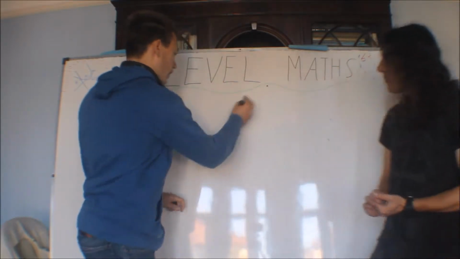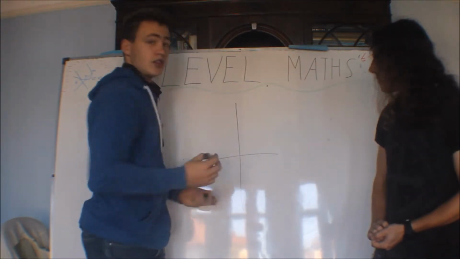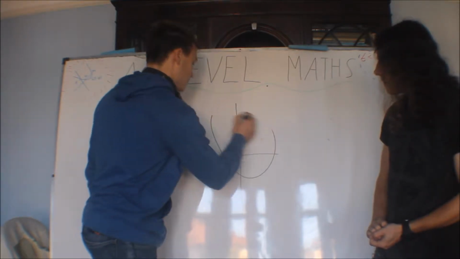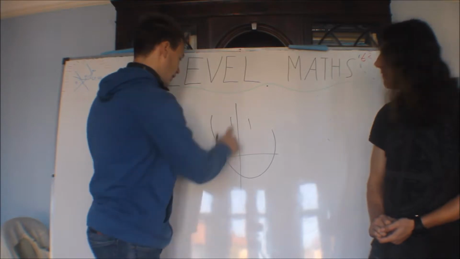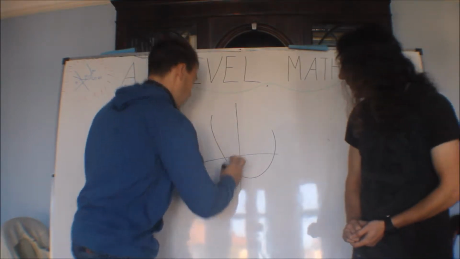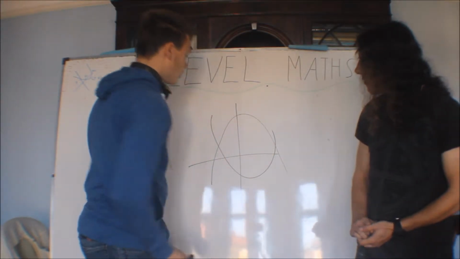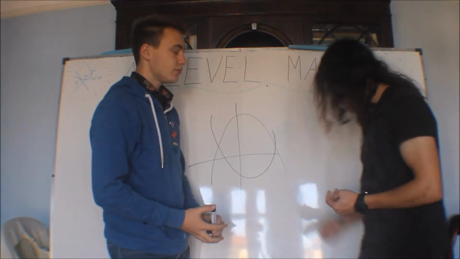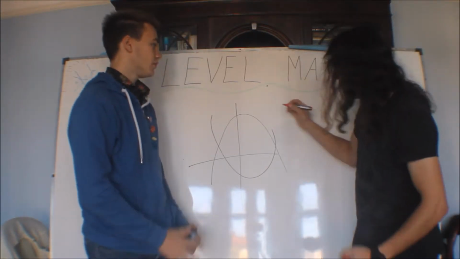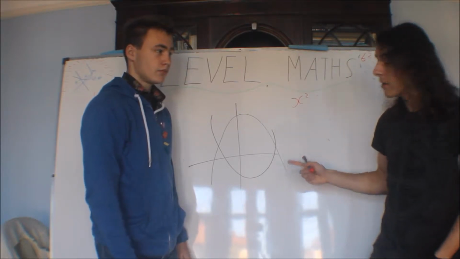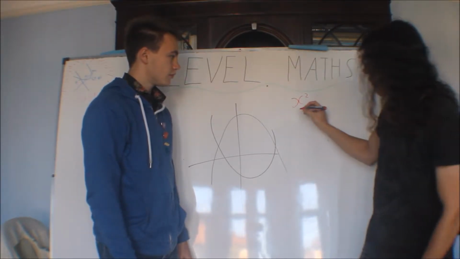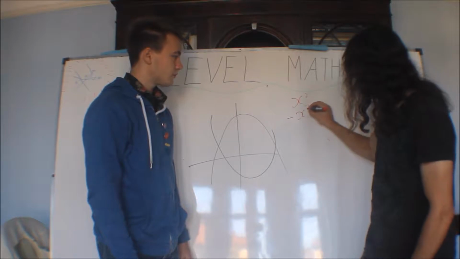Well, you could draw a smiley face. You don't need the eyes, they're not part of it. Or you can draw a sad face and they look like that. And the difference between these two is the smiley face will have a positive coefficient, that's number 4x squared, and the sad face will have a negative coefficient.